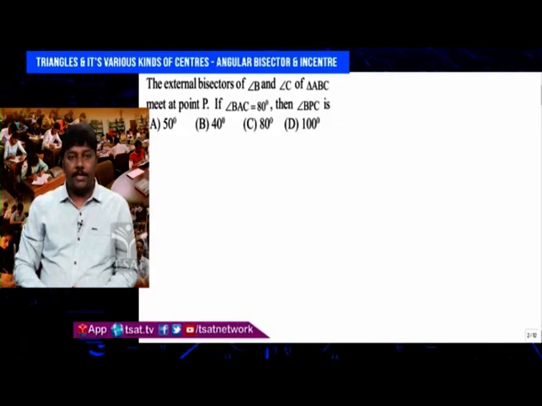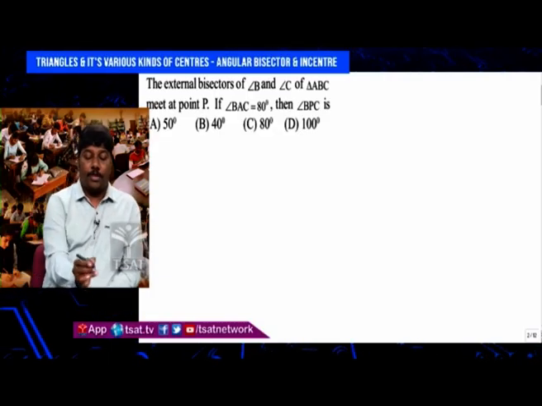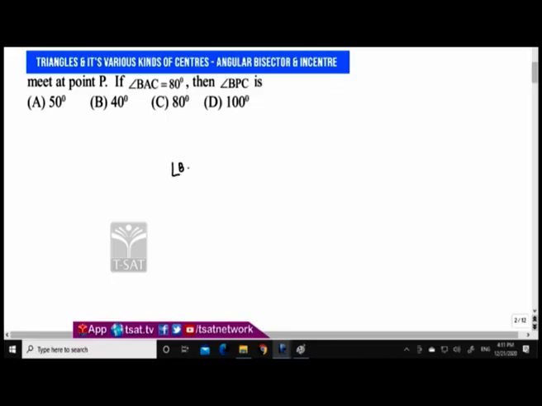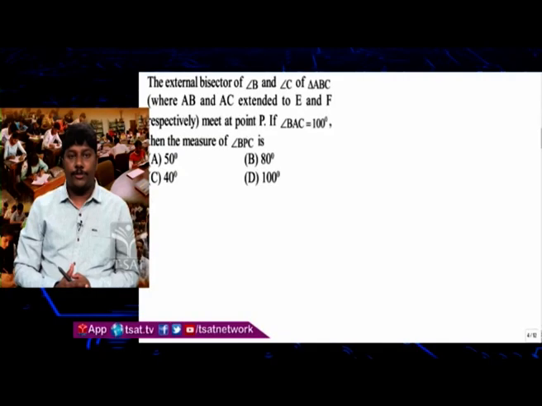The external angular bisectors of angle B and angle C of triangle ABC meet at the point P. In the explanation I said it is D, but here it is given as point P. If angle BAC is 80, then find BPC. Without the figure we can say angle BPC, from two external angular bisectors, is 90 minus angle BAC by 2. So here angle BAC is 80, divided by 2 is 40. So 90 minus 40 is 50 degrees. Let us look at the next question.